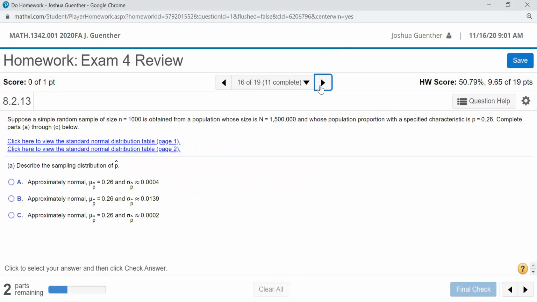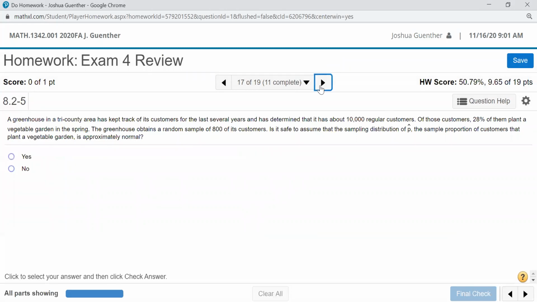$15 is basically the same problem. I don't want to do that one. Let's do a word problem. Yeah, that's what we want. A greenhouse in a tri-county area has kept track of its customers for the last several years. Actually, I don't want to do this one.